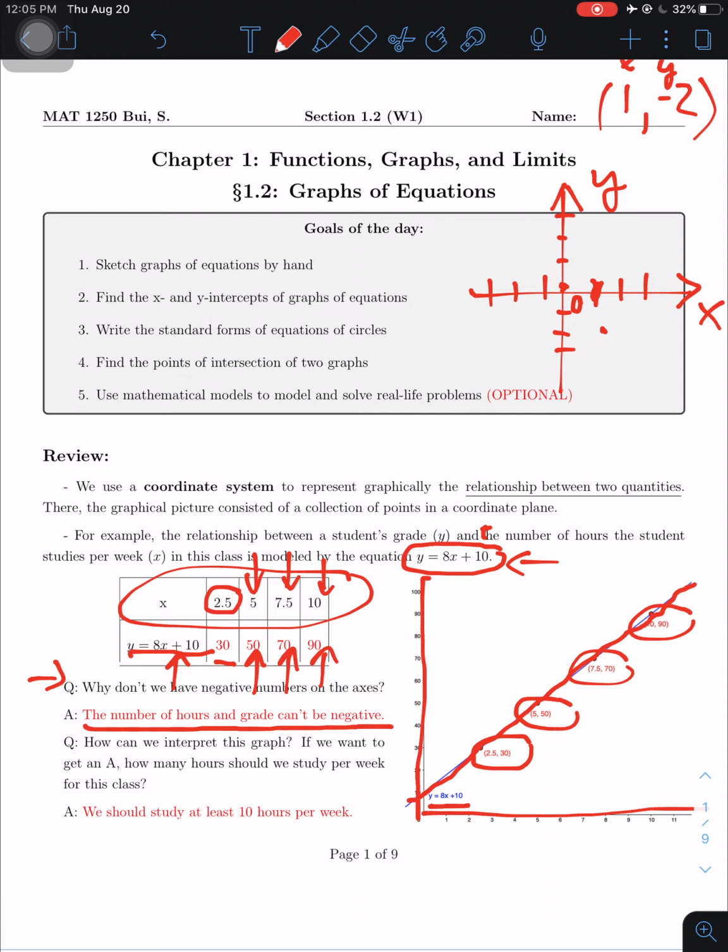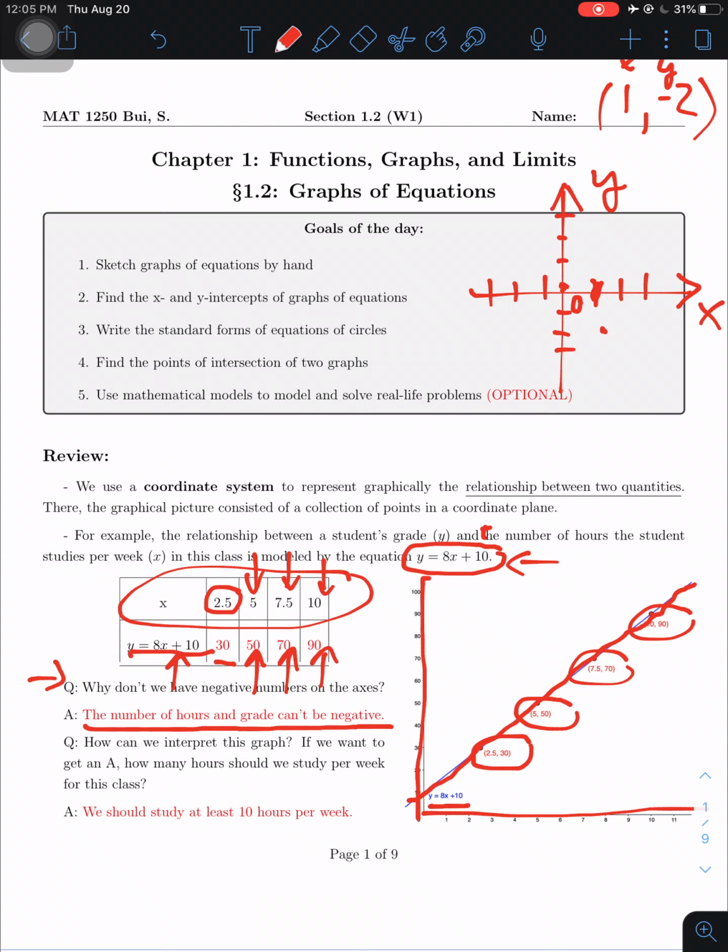And as for the second question, how can we interpret this graph? If we want to get an A, a letter grade A in this class, how many hours should we study per week? So math is important in the sense that we don't only just do the math, do the work, graph it, and then stop right there. We have to know what we're doing, right? We have to know the meaning behind all the work that we're doing.